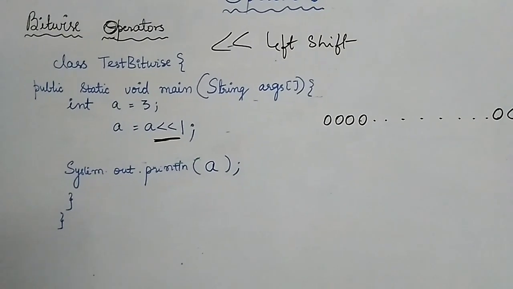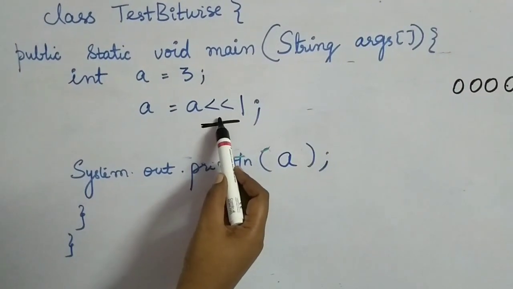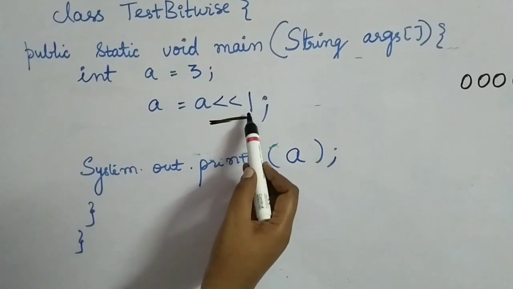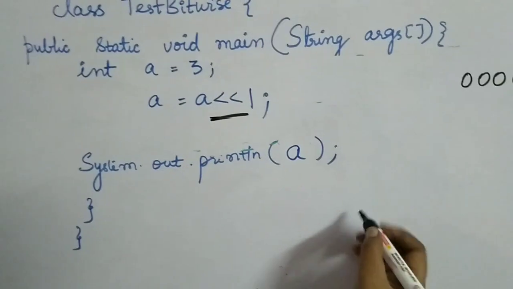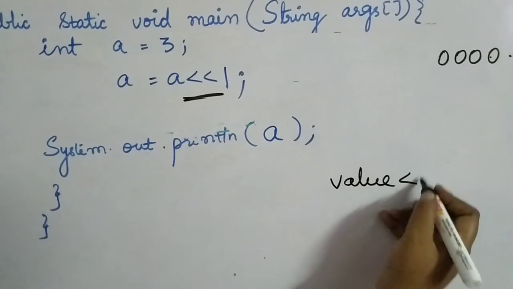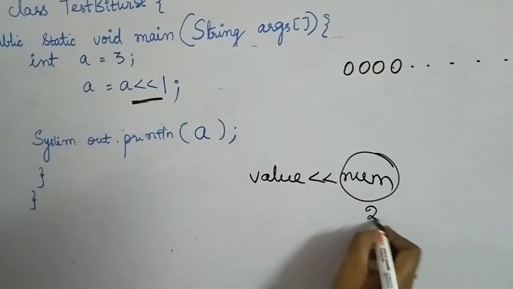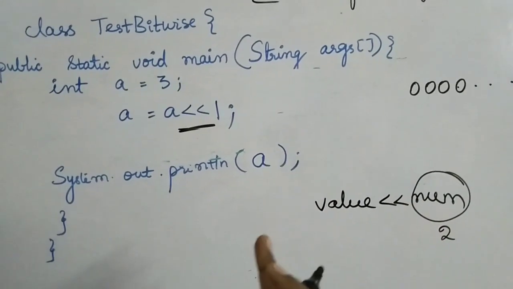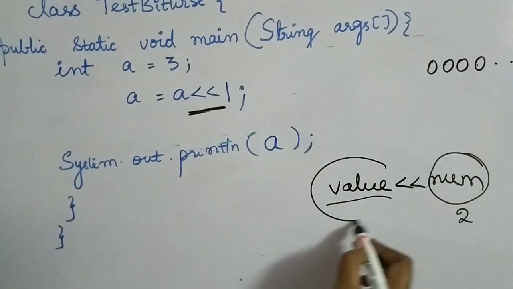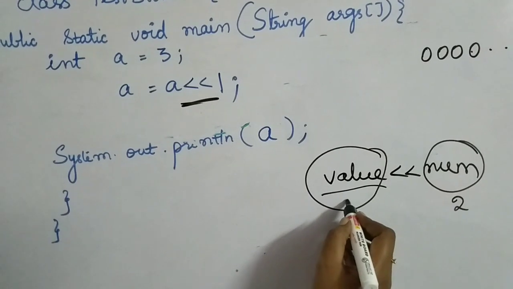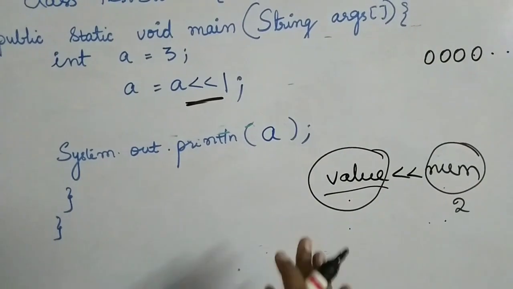And what happens when you apply the left shift operator? By the number of times that you mention over here, it is like value left shift by the number. Whatever number you specify, that many times the bits will be shifted onto the left side. You are saying: shift the binary representation of this value by this many times onto the left side. That's what we are telling.